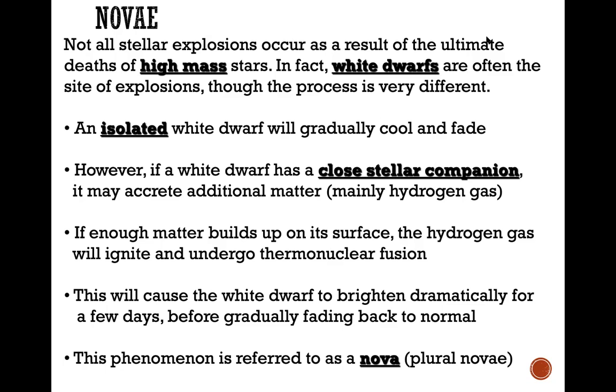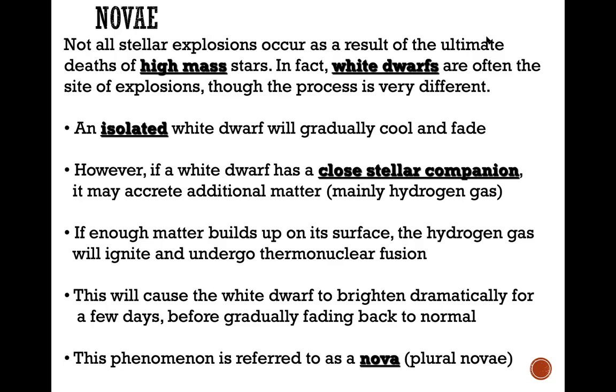Now, when enough matter is built up on the surface of a white dwarf, this hydrogen gas will ignite and undergo thermonuclear fusion. You know that hydrogen is the first one that we discussed in this process that can undergo thermonuclear fusion, right? So the same kind of thing will happen here, but this will happen on the surface of the white dwarf, right? Because when you accrete the normal matter from a companion star, that matter will go onto the surface of the white dwarf, right? I will have a diagram that I will show in the next slide.